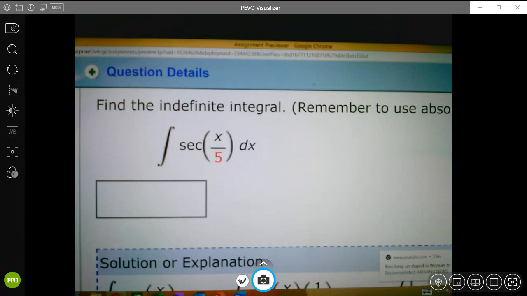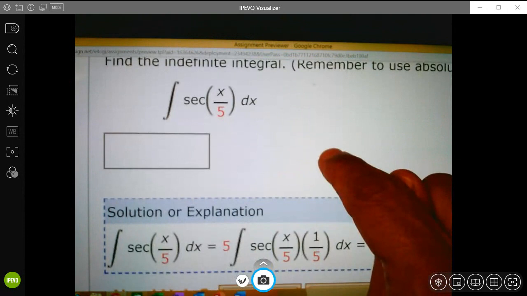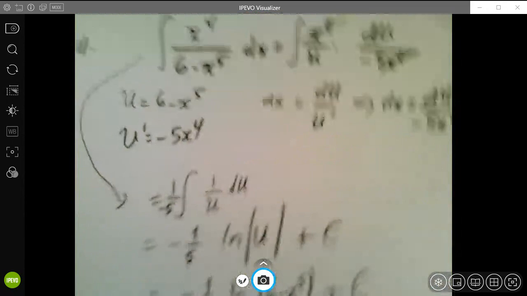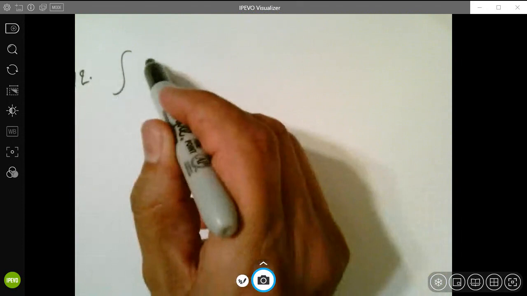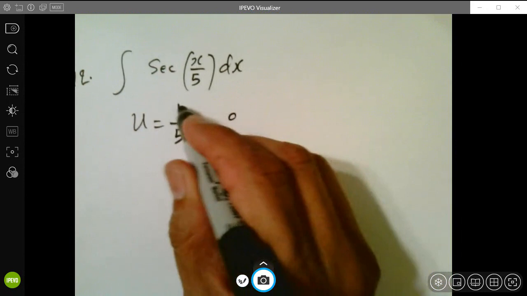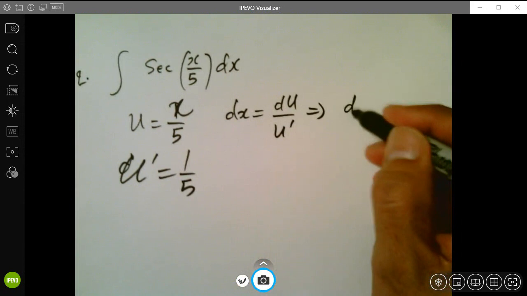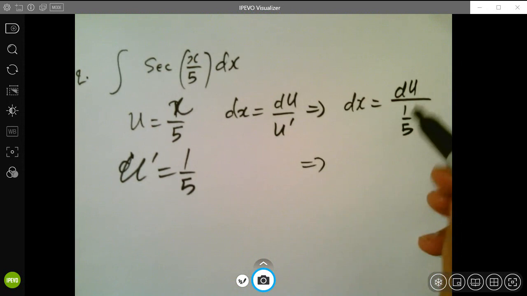Okay, now let me just go over number 12, it involves a trig function. I want to integrate secant of x over 5. See what you do. The u here is x over 5. Okay, let me just do it here. The u is x over 5, then du, so u prime is 1 over 5. dx is du over u prime, so if you do the math, dx will be 5 du.